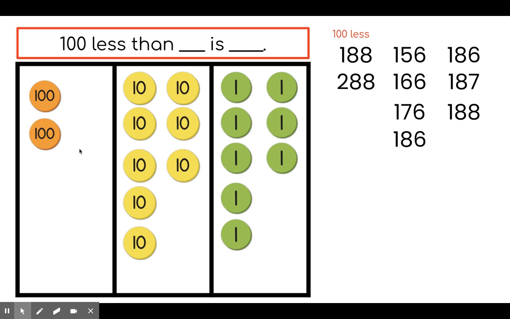Let's try this again. Let's take away another 100 place value disk. Okay, we did have 288. Now we only have 188. We could say 100 less than 288 is 188. Goodbye, 288. Whew, this is fun.